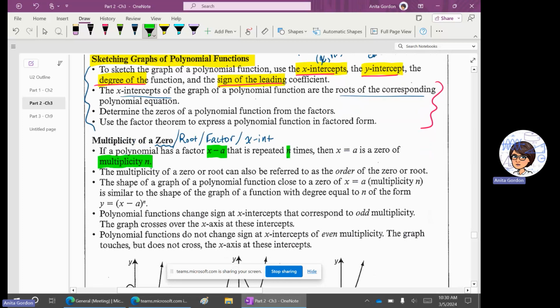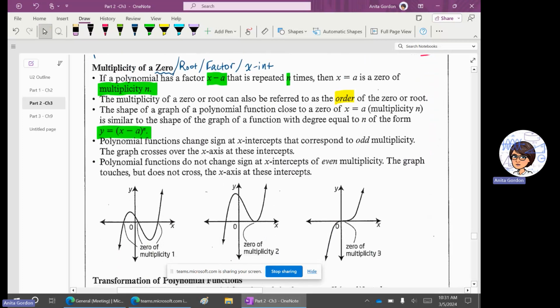Multiplicity n, meaning we can represent it in this way. The multiplicity of a zero can also be referred to as the order. So that's another word for multiplicity. So the order of the zero, or the order of the root. And the multiplicity or the order of the root helps tell us what the shape of it is going to be.